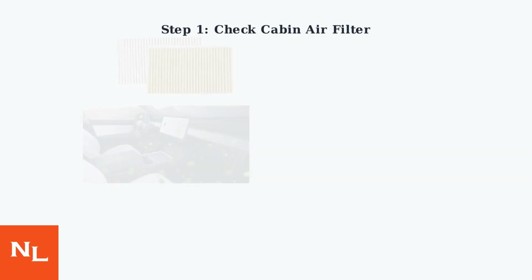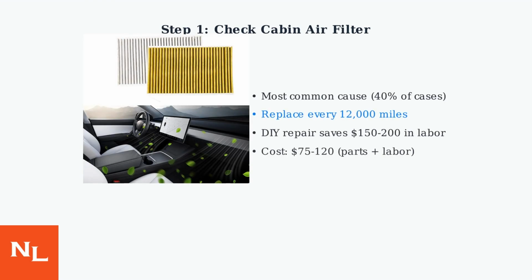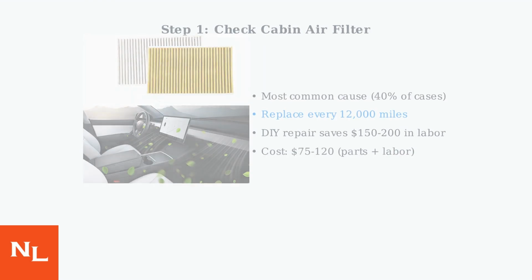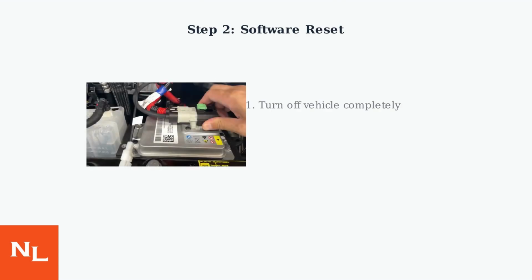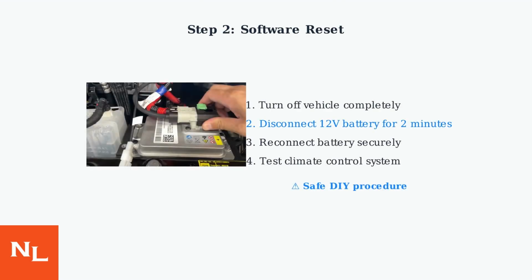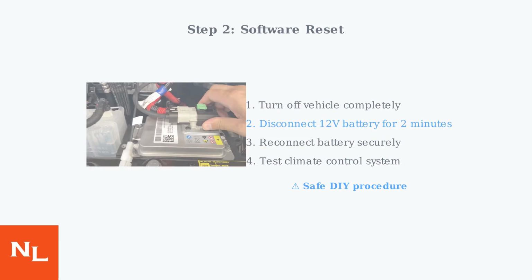The most common cause of Tesla's cabin climate control error is a clogged cabin air filter, responsible for 40% of all cases. This should be your first troubleshooting step. If replacing the filter doesn't solve the issue, try a software reset by disconnecting the 12-volt battery. This simple procedure resolves many temporary glitches and sensor errors.